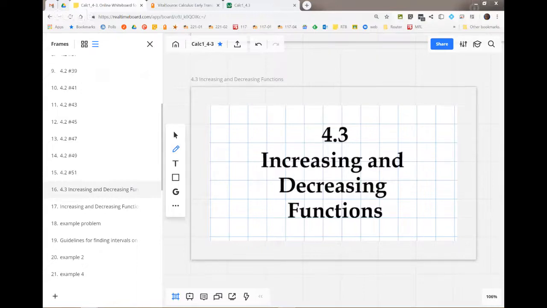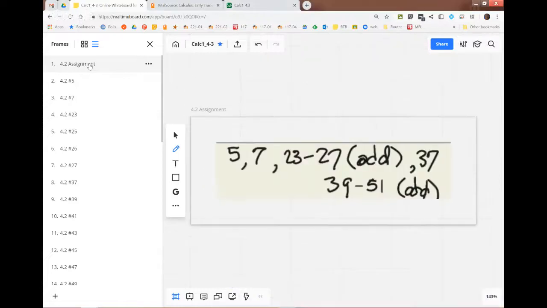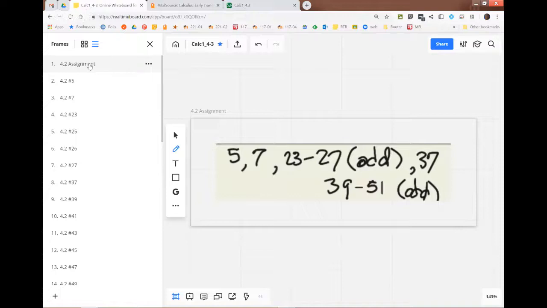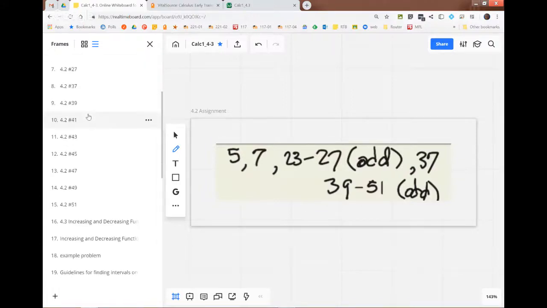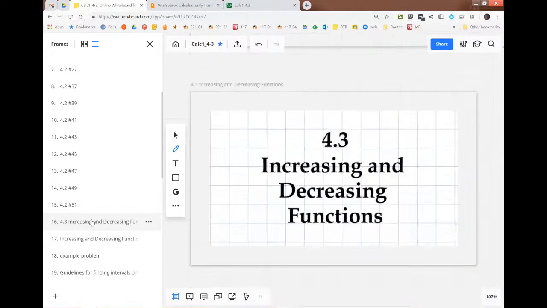So we had lesson 4.2, Rolle's theorem and the mean value theorem. Are there questions on the previous assignment? Any questions from 4.2? Not hearing any. So we have a very straightforward lesson for today.